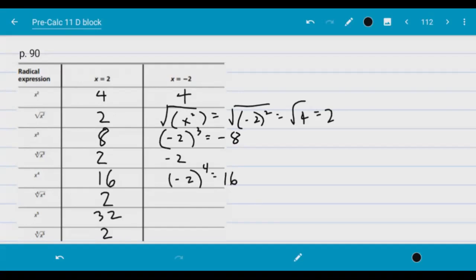Now, guys, take a look. When you get the fourth root of this one, it's still positive 2 again. All right? While negative 2 to the fifth power is negative 32. And the fifth root of that is negative 2. I hope you see the pattern, okay?